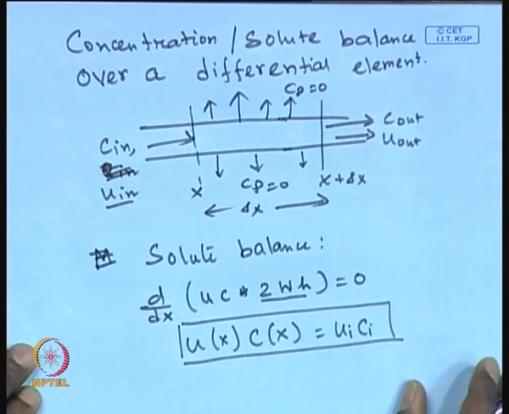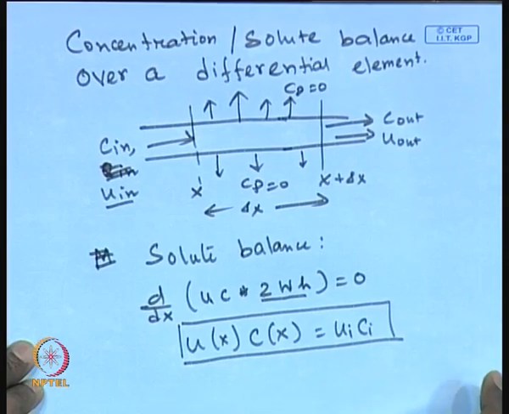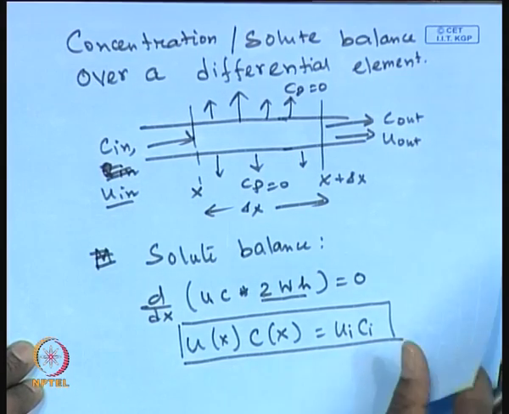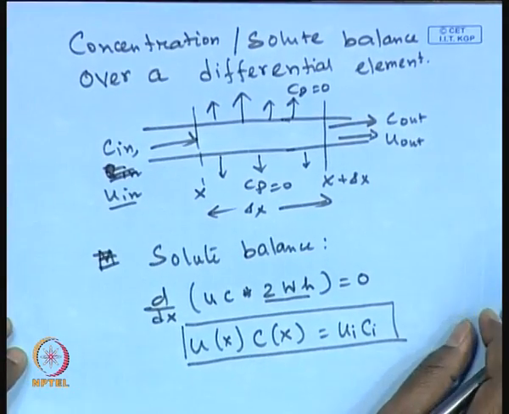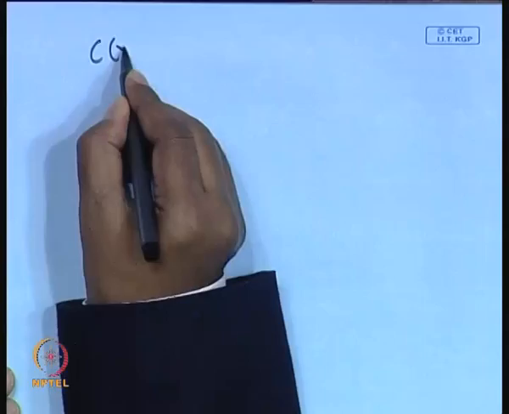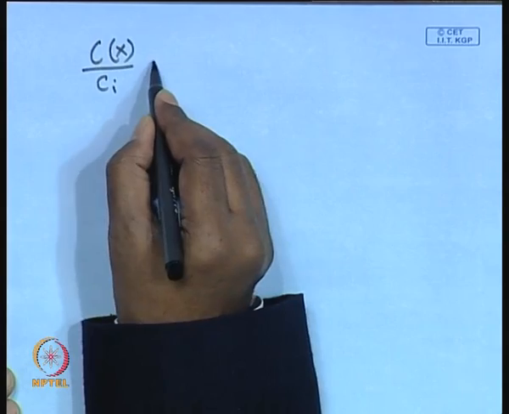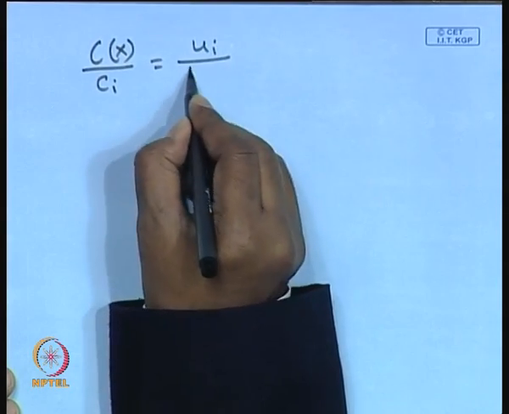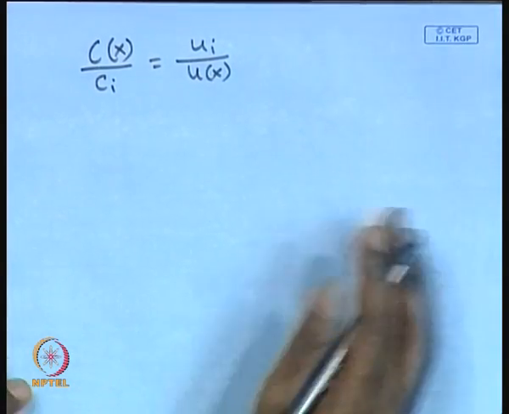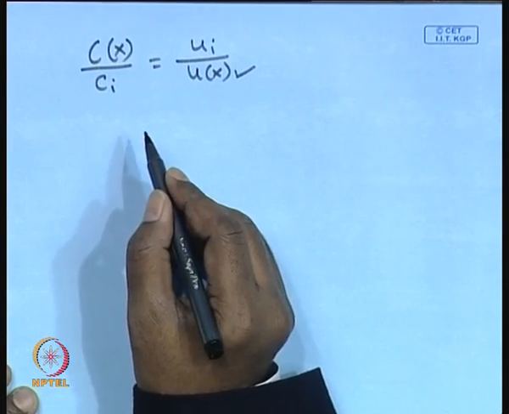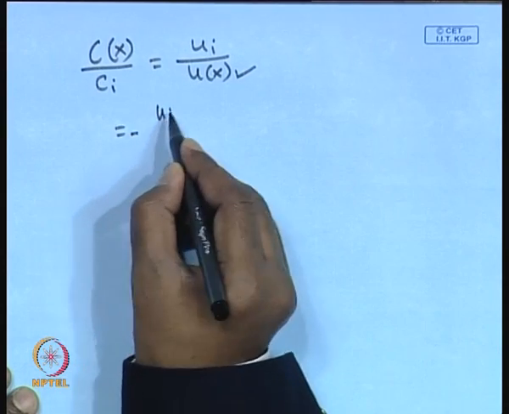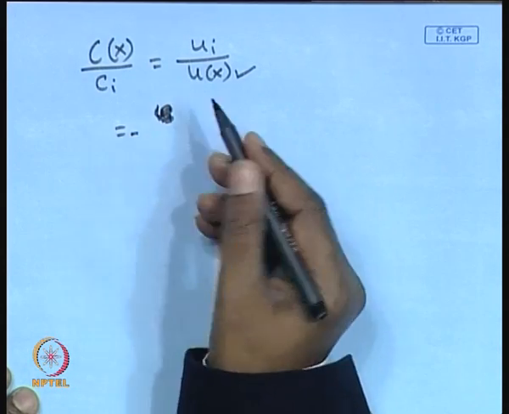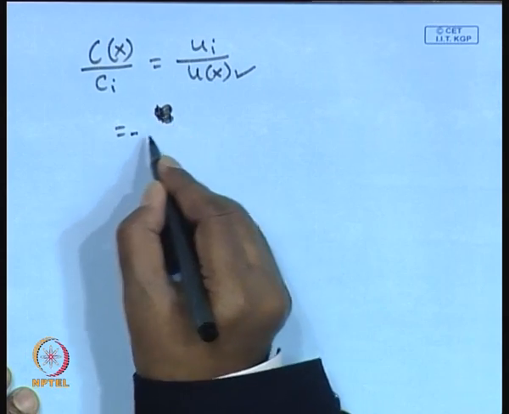Now, we know the expression of U at x divided by U in. So, from this you can get the profile of concentration as a function of x. So, C at x divided by C in is nothing but U in divided by U of x. That simply means you have already obtained the expression of U x, just substitute it there. I think we have derived U by U in, so it will be the inverse of that.